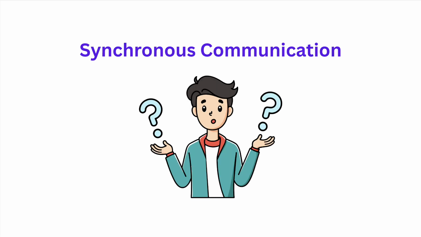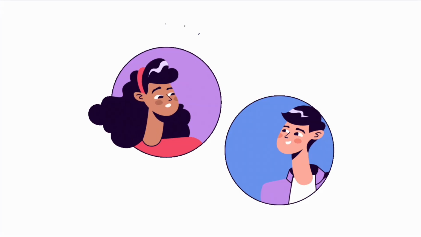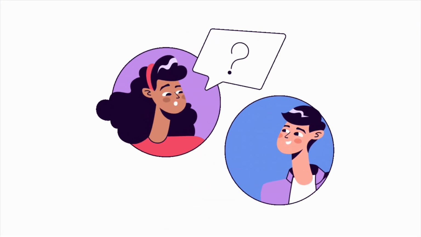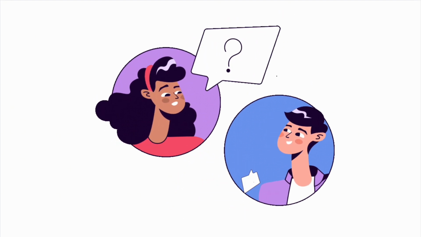So, what exactly is synchronous communication? In simple terms, it's a request-response cycle where the requester waits for the response before doing anything else. Think of it as a direct conversation. You ask a question and you wait for the answer before you can continue the conversation. It's simple, but it can be a real bottleneck in complex systems.